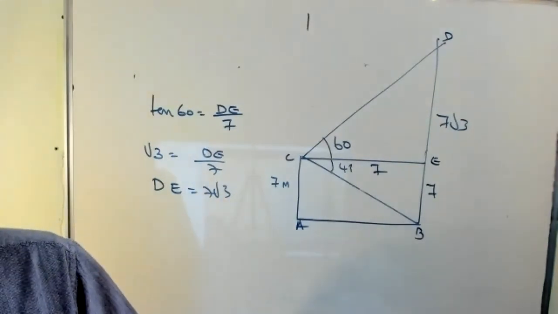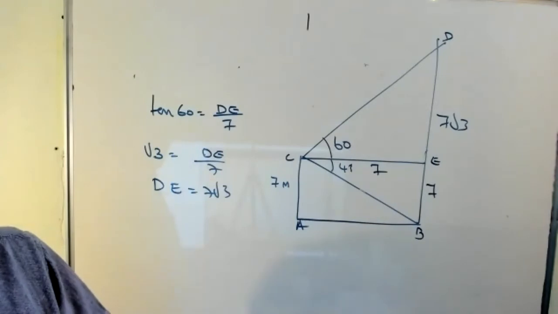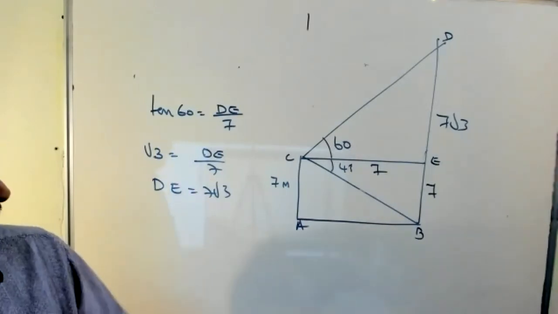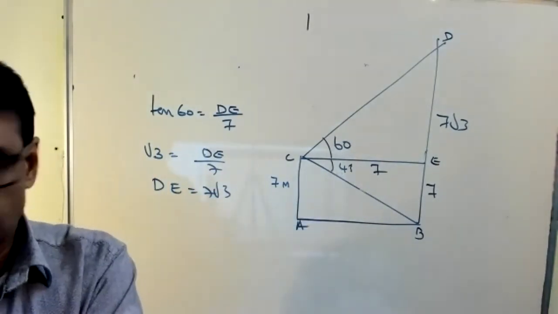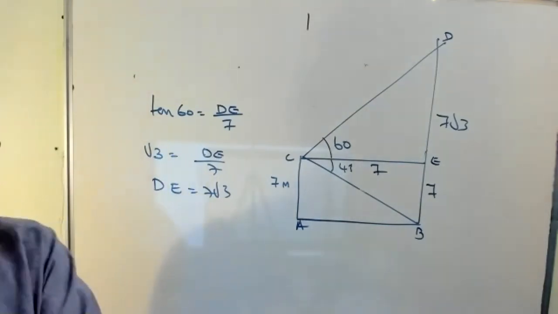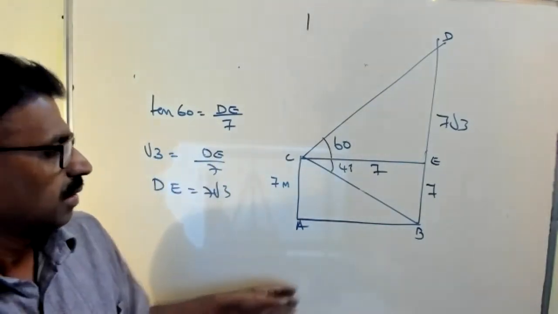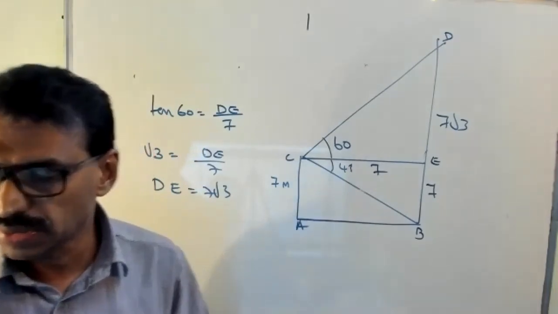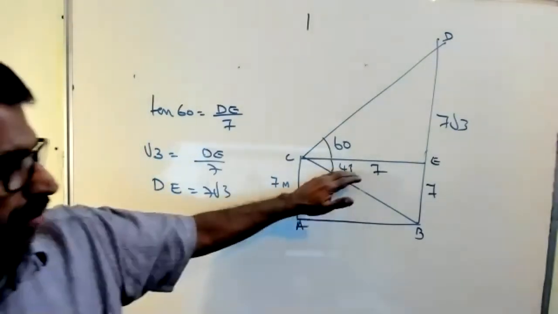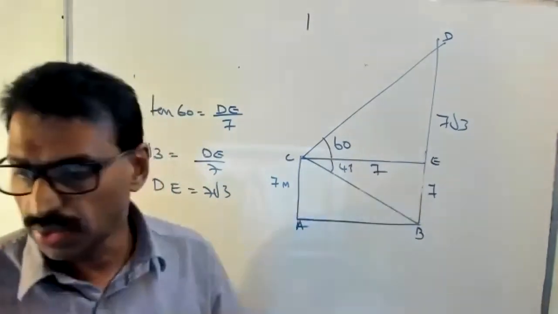So next class, who asked this one? Akshaya. Tan 45, no. Akshaya, tan 45 means what? 1. Tan 45 is 1. Why do you ask such a question? If it is 45 degree, this one and this one are same only, no. Okay.